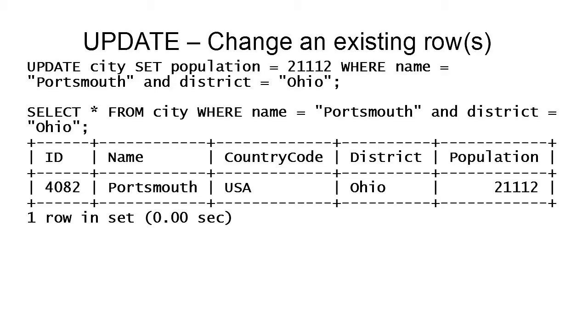Here, for instance, is an update statement updating the population of the city named Portsmouth, Ohio. So I set the population equal to the new population, where name equals Portsmouth and district equals Ohio. If I had left the district equals Ohio off of the where clause, it would have updated all three Portsmouths and not just Portsmouth, Ohio. The update statement is extremely powerful, but you've just got to be careful using it.